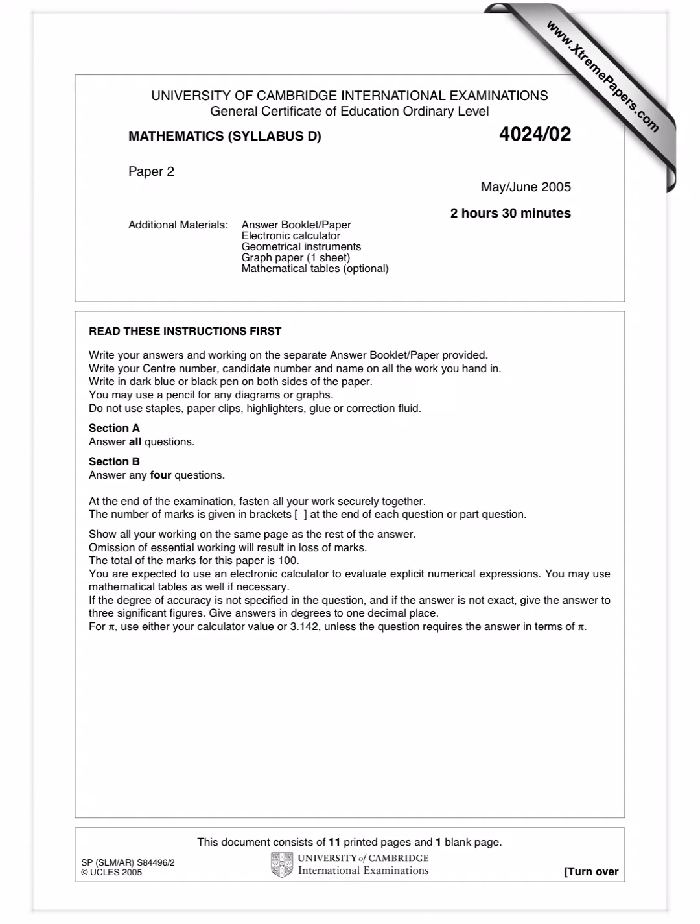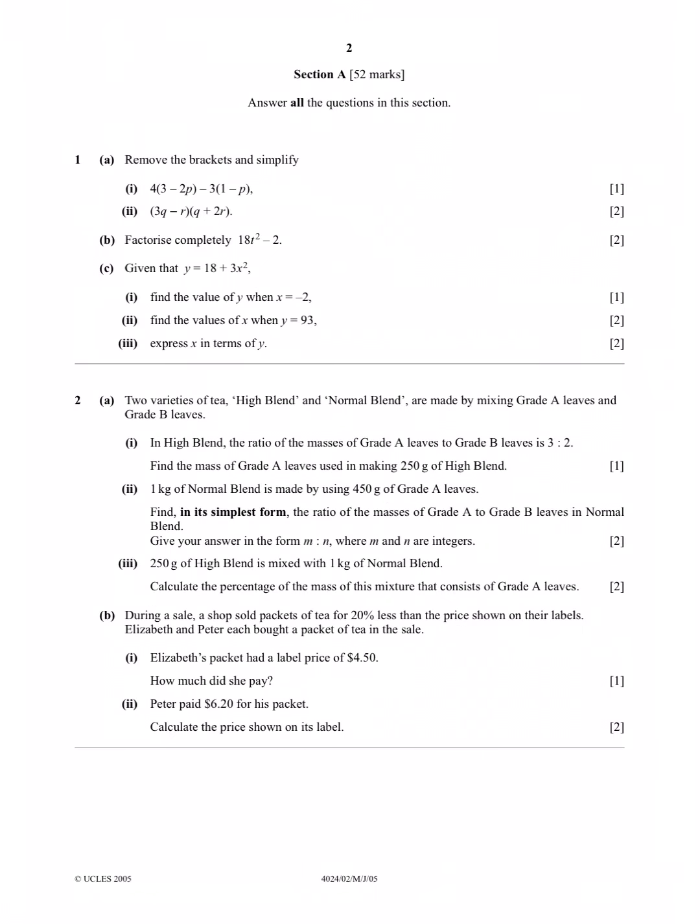Alright, so in this video we are going to discuss May-June 2005, paper 2. So let's start. Question number 1 says remove the brackets and simplify. An easy question, it is from the topic algebra. So in the first part, first we need to multiply the brackets.